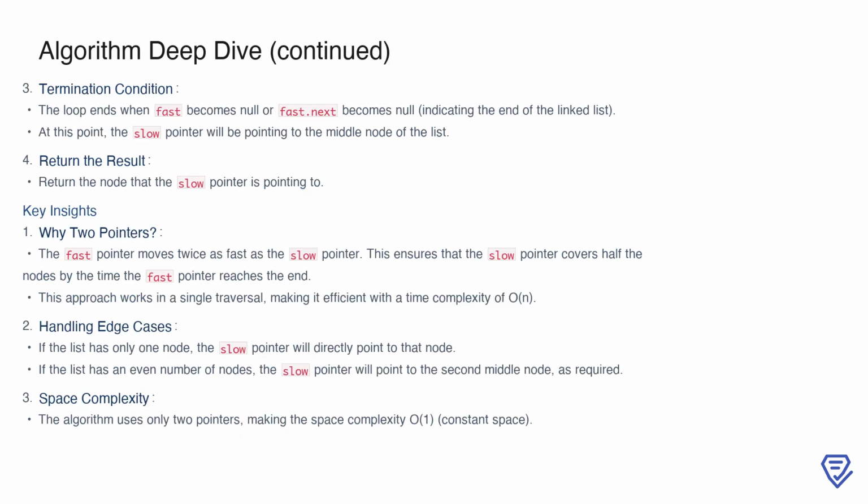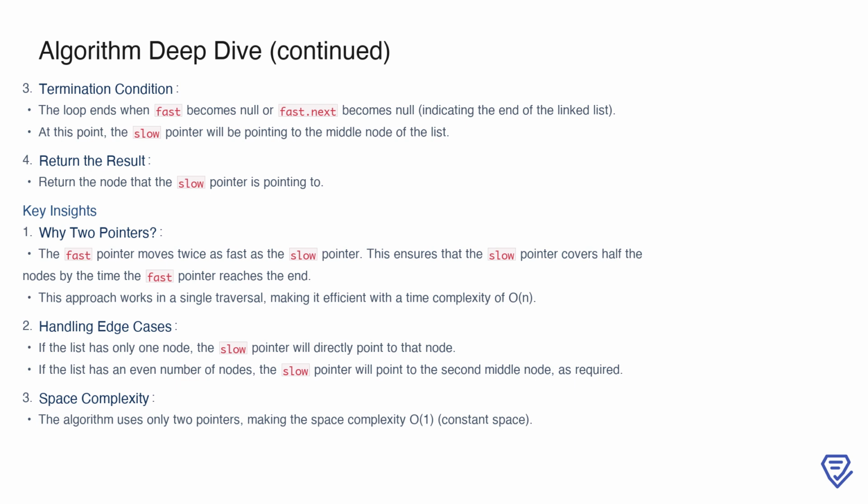Now, the termination condition for this traversal is when the fast pointer becomes null or its next node is null. This indicates that the fast pointer has reached the end of the linked list. At this point, the slow pointer will be pointing to the middle node of the list. We then return the node that the slow pointer is referencing as the result.